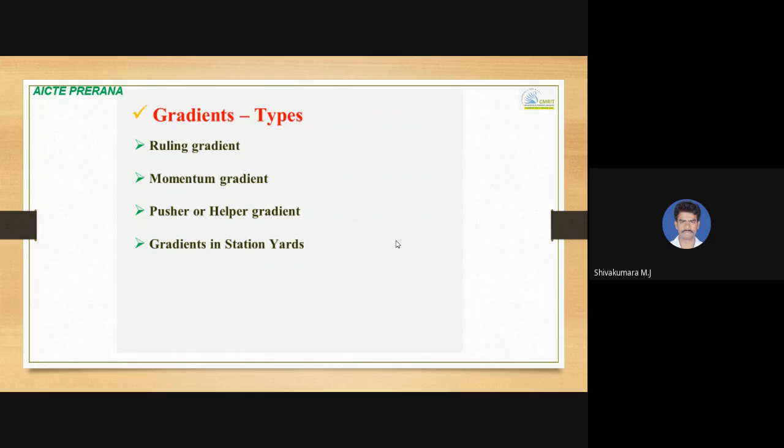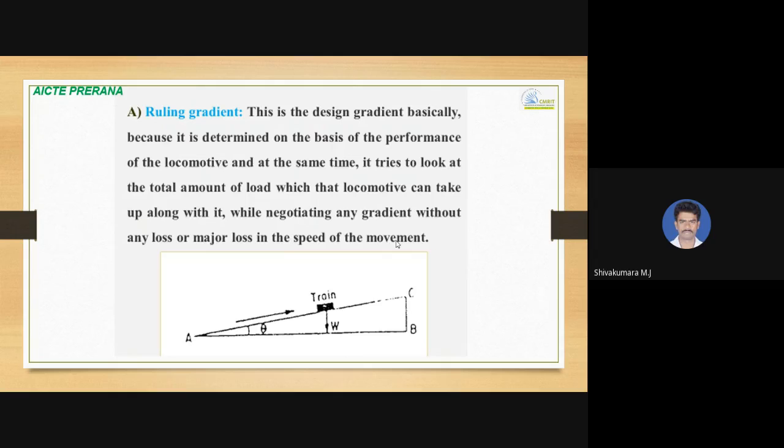The different types of gradients are: ruling gradient, momentum gradient, pusher gradient, which you can also call a helper gradient, and gradients in station yards. So four types of gradients are there.